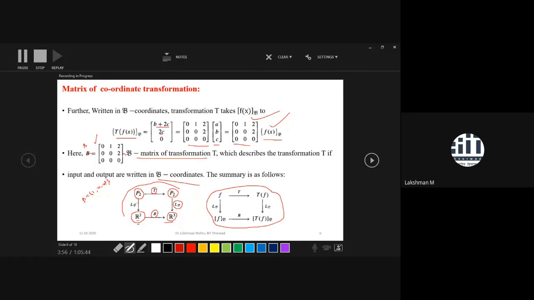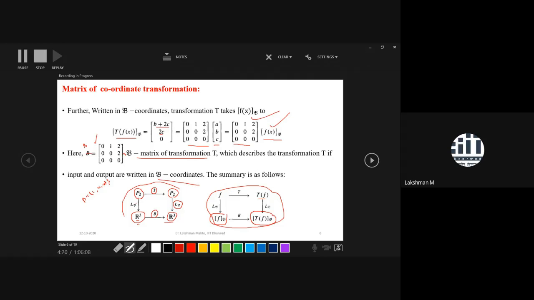That means take any element from the P2 and find the corresponding coordinate. The corresponding coordinate will be the coordinate of F. Similarly, apply the linear transformation over F and get the image. Then, with respect to basis beta, find the coordinate of the image, and the coordinate of the image would be this one.